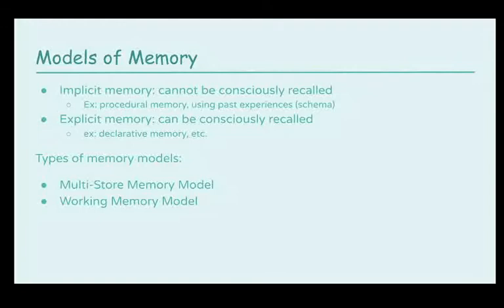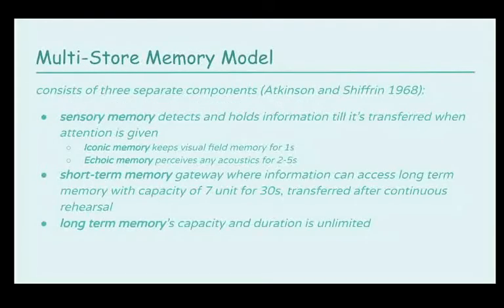And now we're going to go into the types of memory that we learned in psychology IB, which are the multi-store memory model and the working memory model. The first is the multi-store memory model, which consists of three separate components, according to Atkinson and Shiffrin in 1968. The first is sensory memory, which detects and holds information.